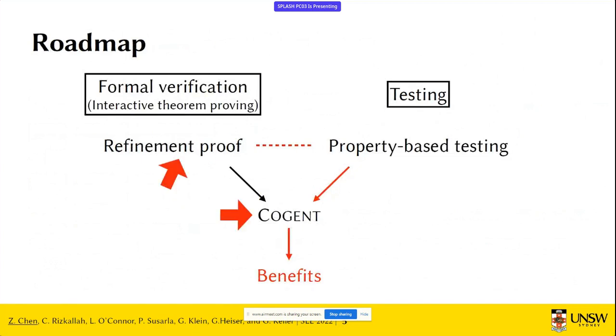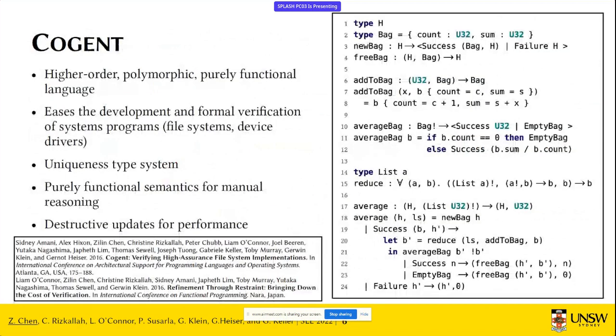Then let's look at COGENT and refinement proof. COGENT is a higher-order polymorphic purely functional language designed for writing and formally verifying low-level systems code. Our target has been file systems and device drivers, primarily. COGENT comes with a uniqueness type system, which is sort of like the type system in Rust, which tracks the unique references to mutable objects.